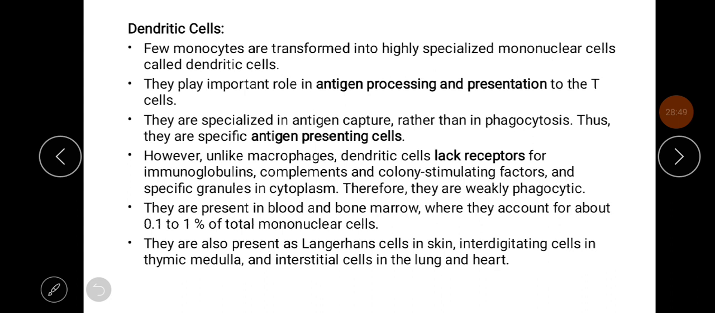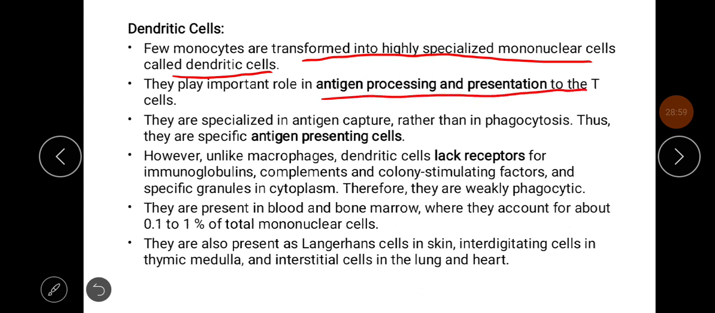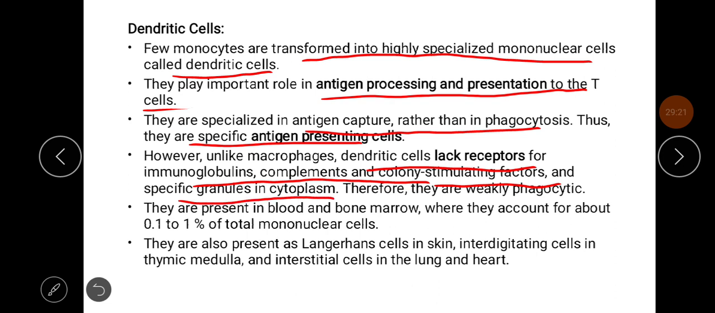Dendritic cells. A few monocytes are transformed into highly specialized mononuclear cells which are called dendritic cells. They play an important role in antigen processing and presentation to the T cells. They are specialized for antigen capture rather than phagocytosis. So thus they are specific antigen presenting cells. However, unlike macrophages, dendritic cells lack receptors for immunoglobulins, complements, and colony stimulating factors, and have no specific granules in the cytoplasm. Therefore, they are weakly phagocytic.